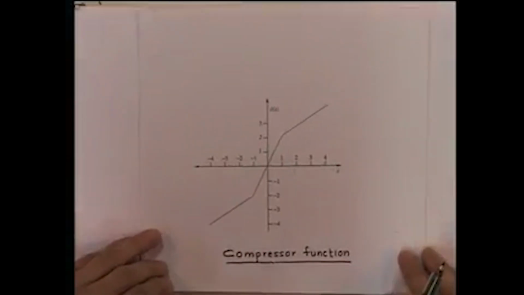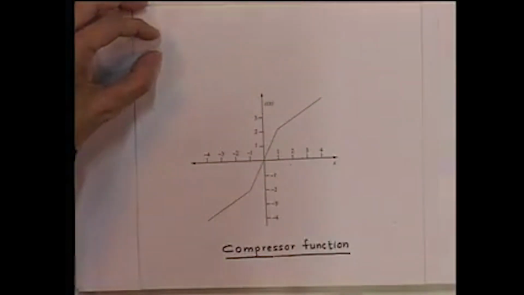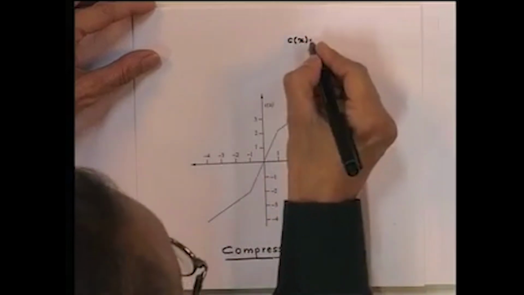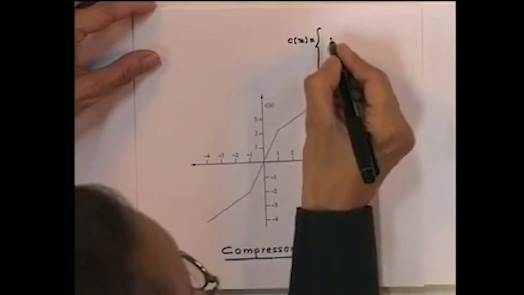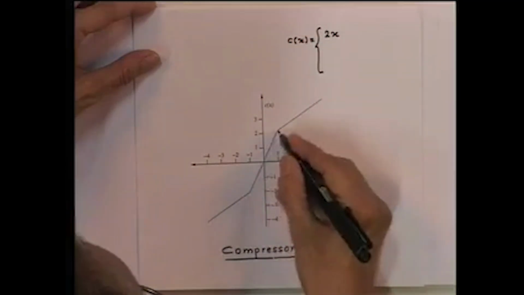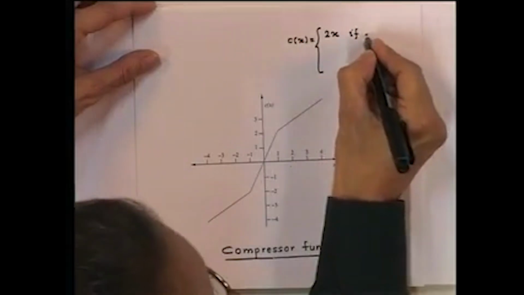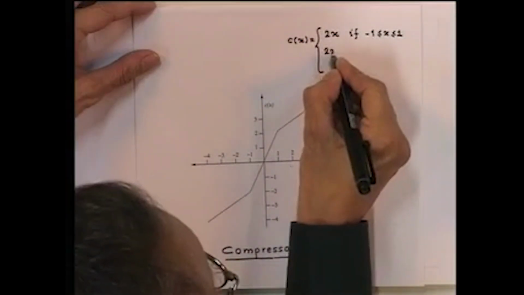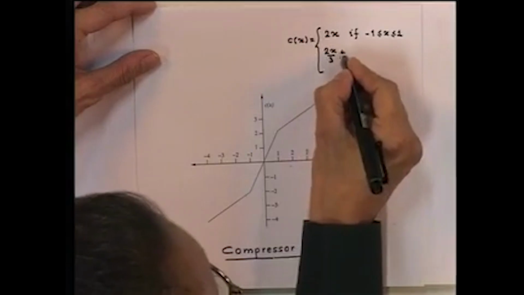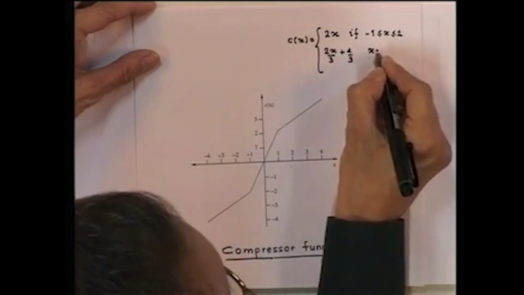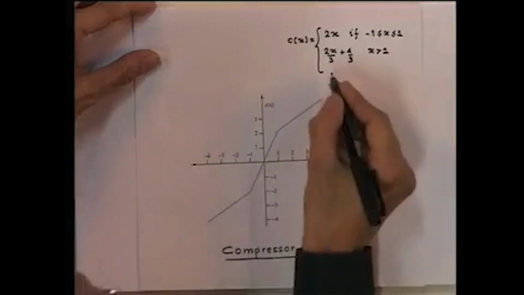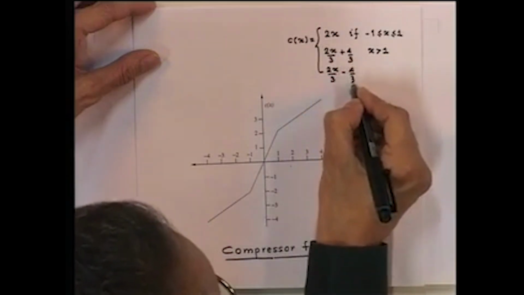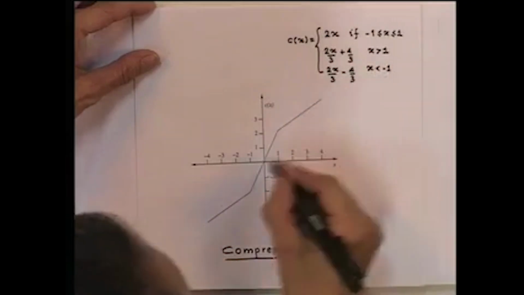The compressor function is shown here graphically, and mathematically it is C(x) equal to 2x if x lies between -1 and +1, and it is equal to 2x/3 + 4/3 if x is greater than 1, that is this, and it is equal to 2x/3 - 4/3 if x is less than -1, it is this.